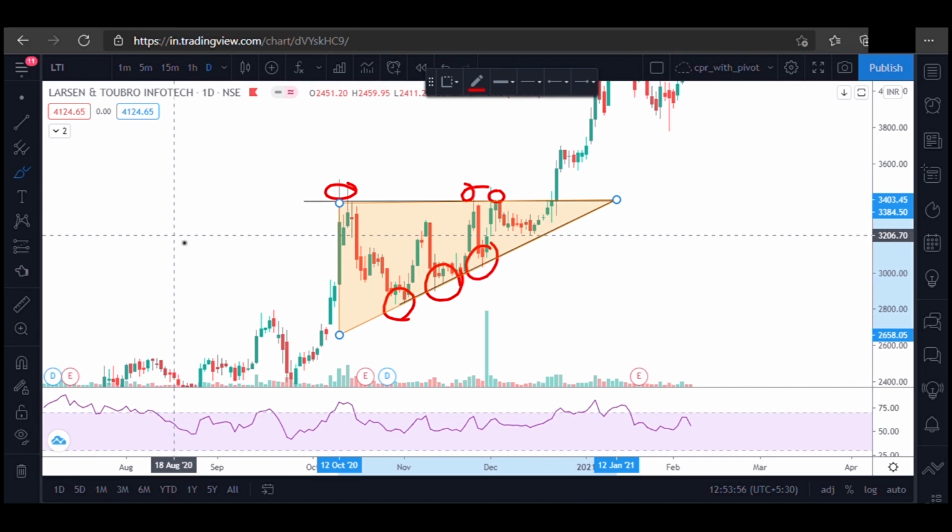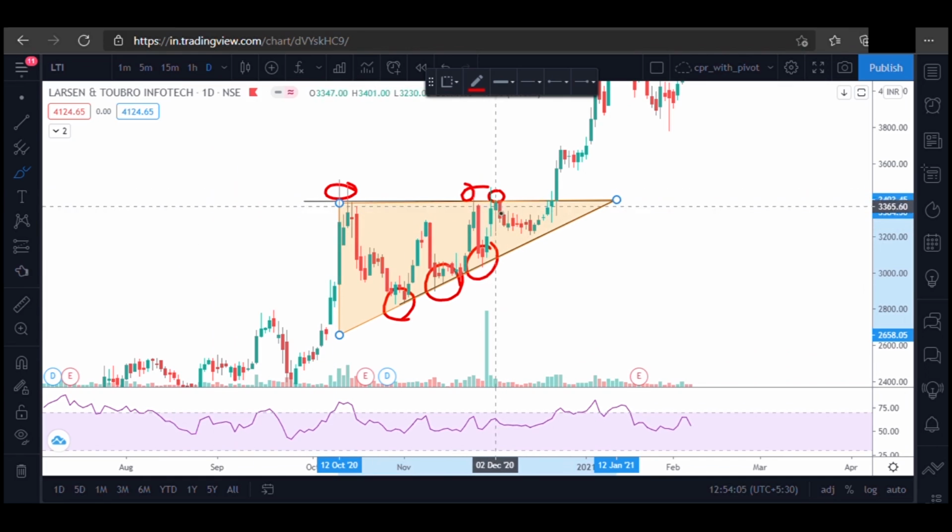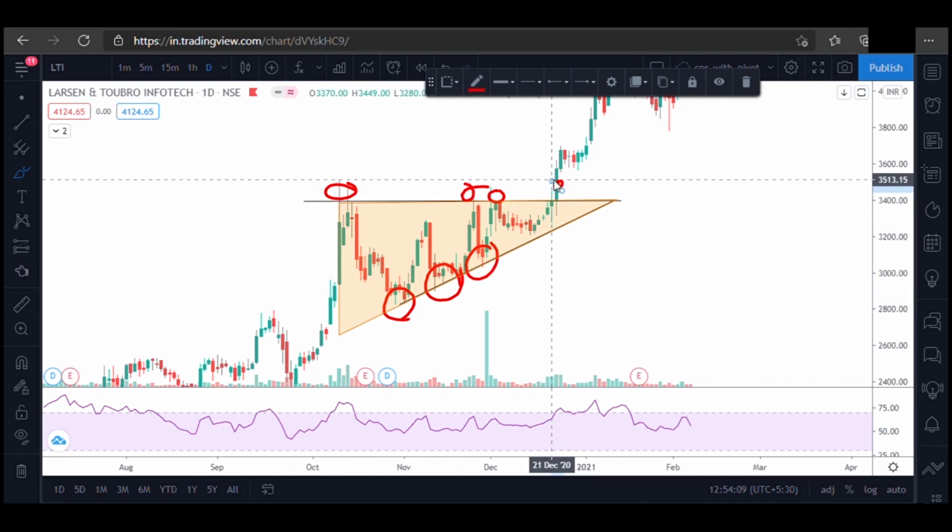If it is a triangle, the price has to come out of the triangle. If it is a channel, the price has to come out of the channel. If you see, after 1, 2, 3 resistances, the price actually came out in this candle. So the stock has broken out. The stock price has broken out from the pattern, broken out from the resistance.